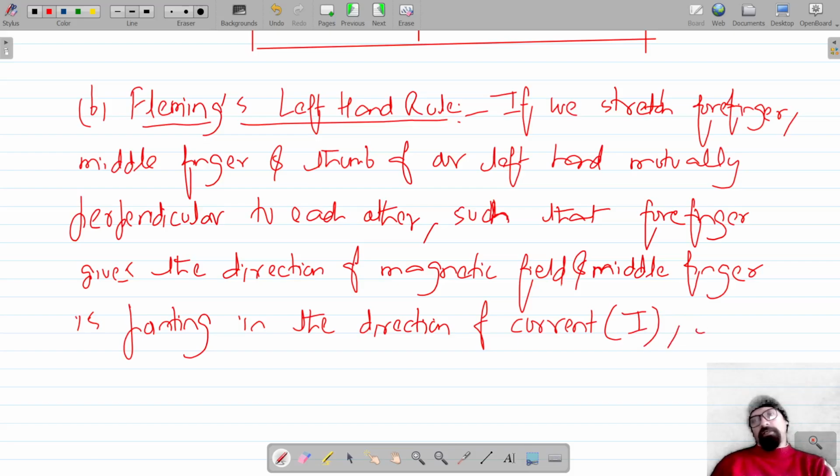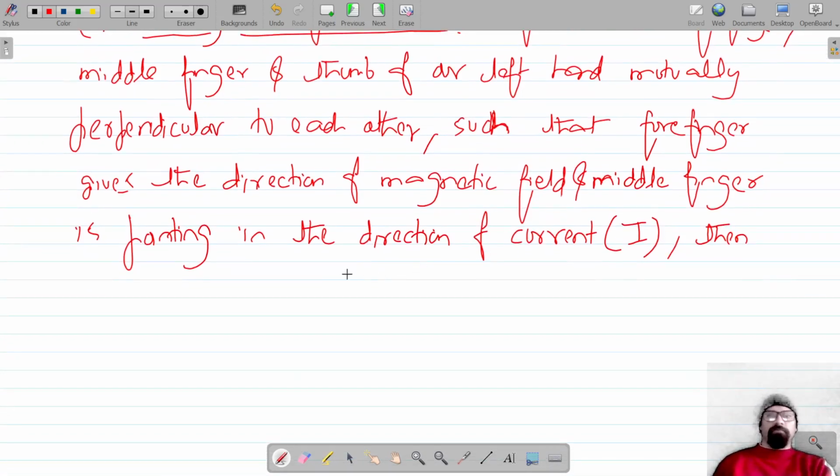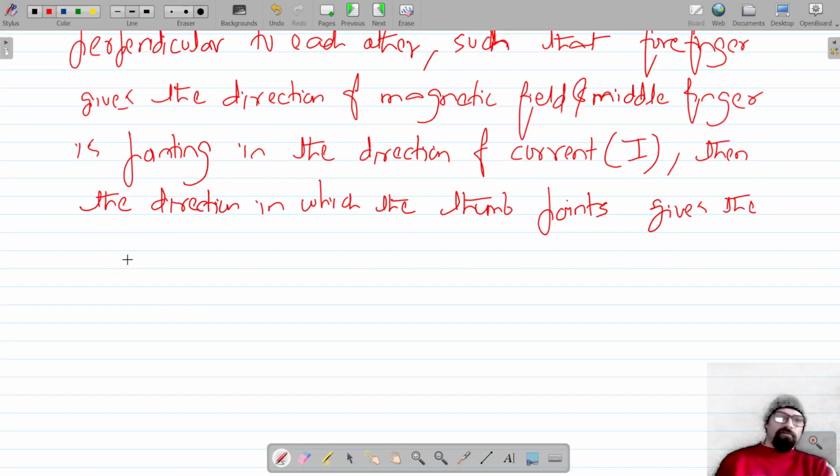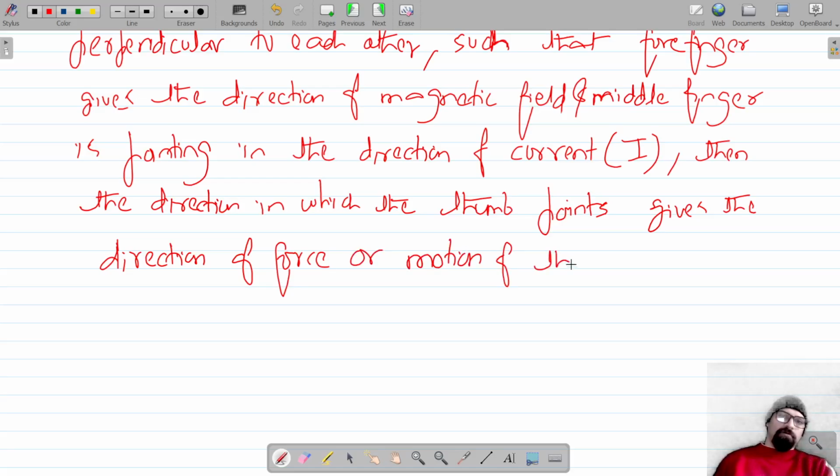Okay, that is current. Then, because your thumb, forefinger and middle finger are stretched mutually perpendicular, the direction in which the thumb points gives the direction of the force acting on the conductor, or the motion of the current carrying conductor.